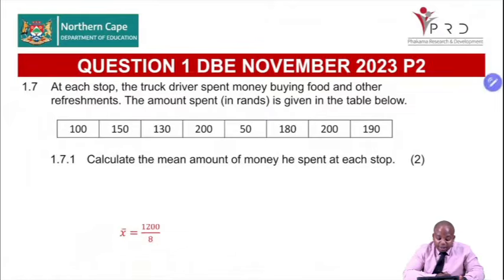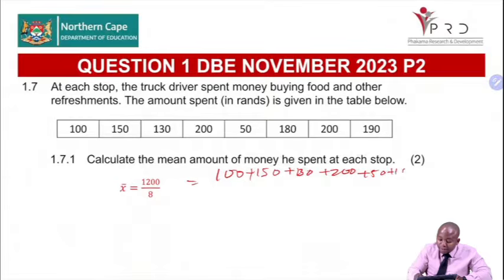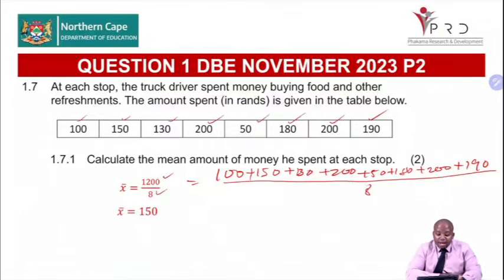Let's look at this calculation. Remember, to find the mean, I will say 100 plus 150 plus 130. We are just going to add all these individual data values, plus 200 plus 50 plus 180 plus 200 plus 190. Then I'm going to divide by the total number of data values. There are 1, 2, 3, 4, 5, 6, 7, 8, so I'm going to divide by 8. When I add all of them together the total is 1,200, divided by 8. Then my mean is going to be 150.